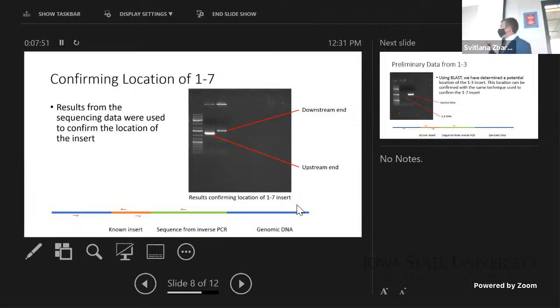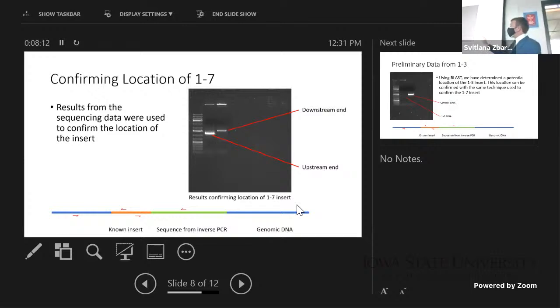And so in order to confirm that location, I ran another PCR, but this time, rather than looking across that entire known piece, I was trying to confirm the 2 ends using that unknown genome. And so what you see here is the green is that sequencing data that we got from the sequencing facility. And so that was previously unknown sequence, but the sequencing facility gave that to us.